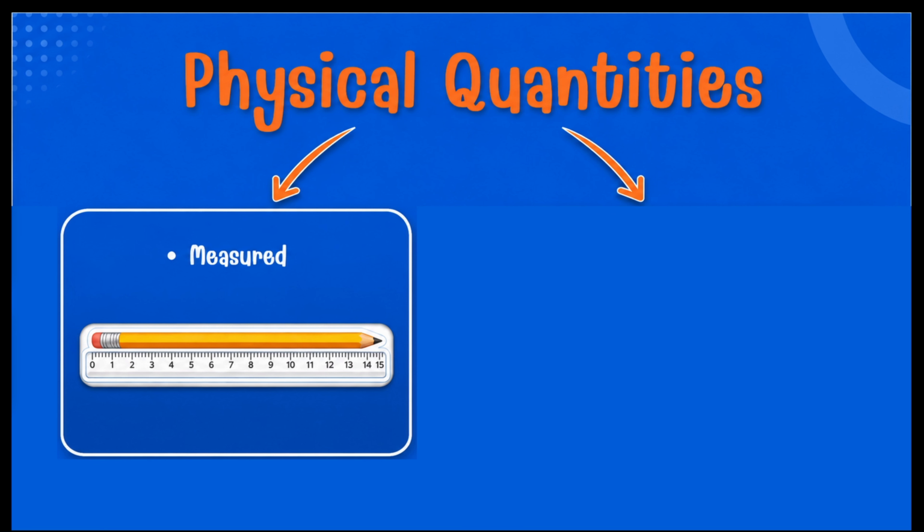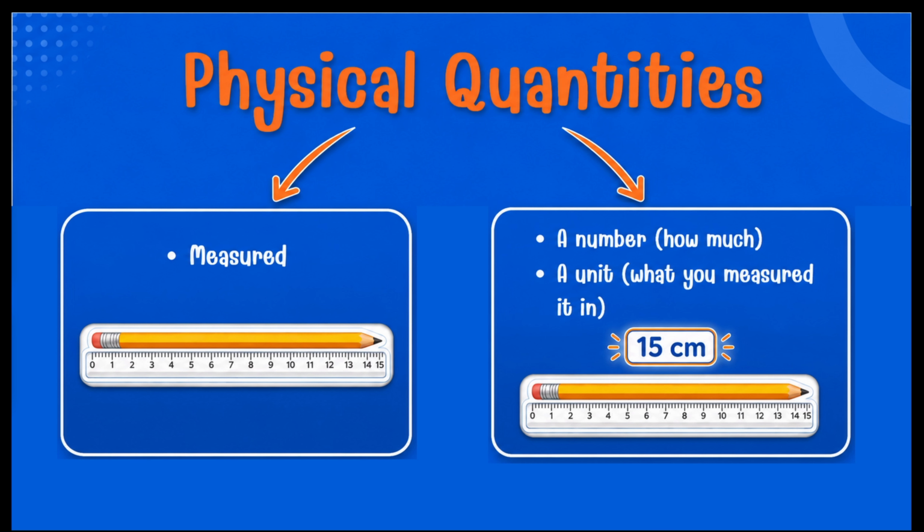However, whenever we measure something in science, we need two things. We need a number, which tells us how much, and we need a unit, which tells us what the quantity has been measured in. For example, we could say that the pencil is 15 centimeters long. The number is 15 and the unit is centimeters. We could say that an apple has a mass of 200 grams. The number is 200 and the unit is grams. We could also say that a race took 12 seconds. The number is 12 and the unit is seconds.